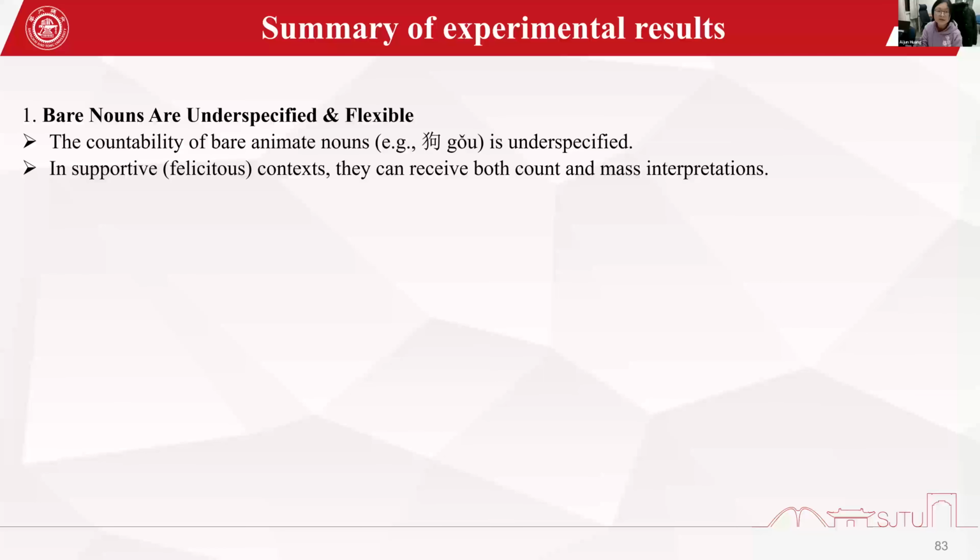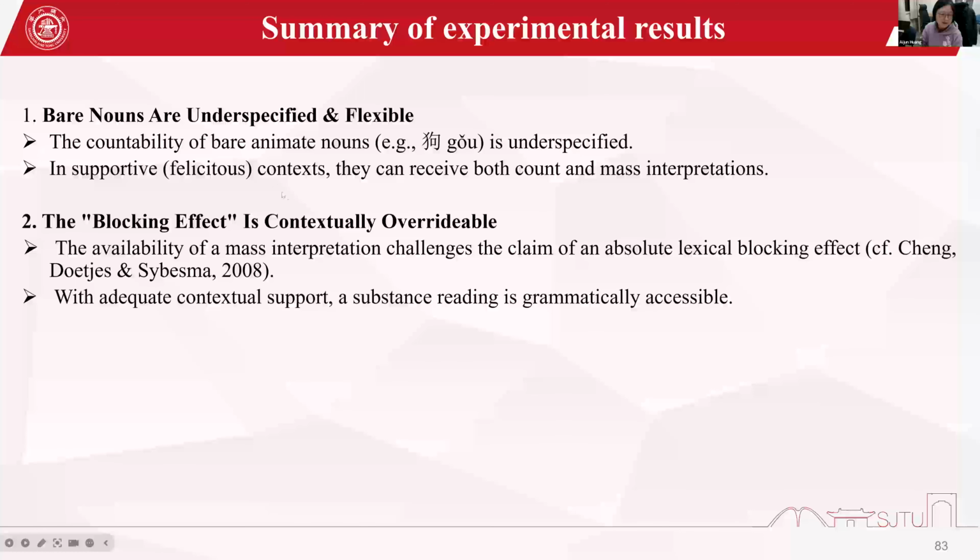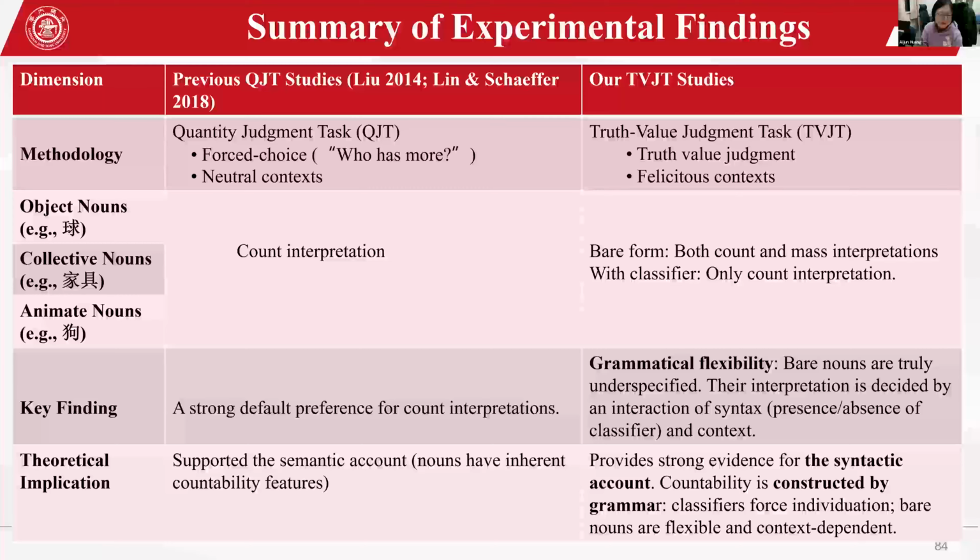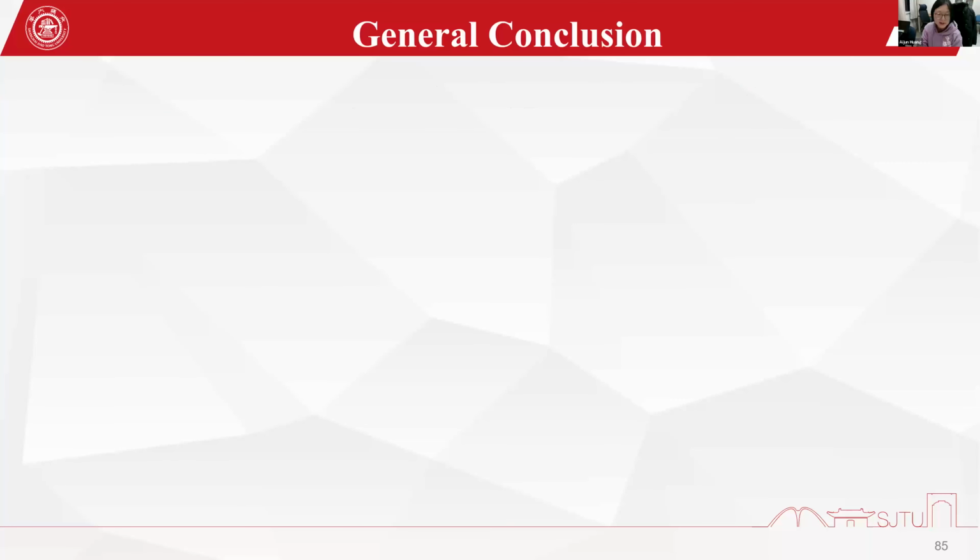Okay, so a summary of our experimental results: you can see that for all these types of nouns, object nouns, animate nouns, and collective nouns, bare nouns are underspecified and very flexible in countability. And the blocking effect can be overridden. Remember Chen and Dutchess and Sybesma mentioned that for animate nouns, mass interpretation is not possible because of the blocking effect, but this is not true. We found mass interpretation in our results. Okay, so this is the summary of all the results.